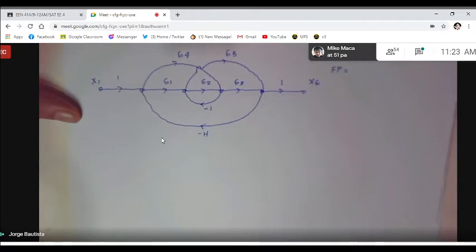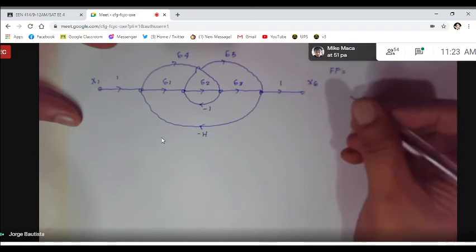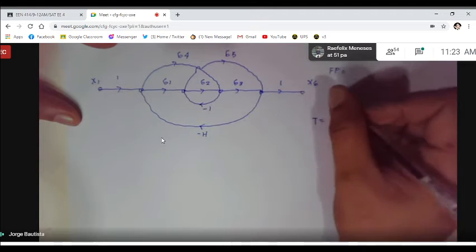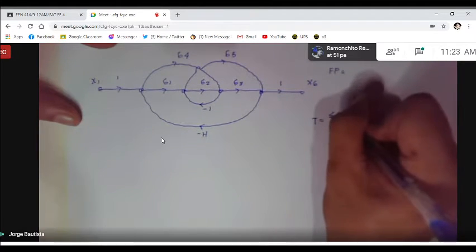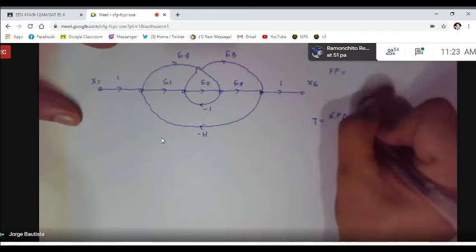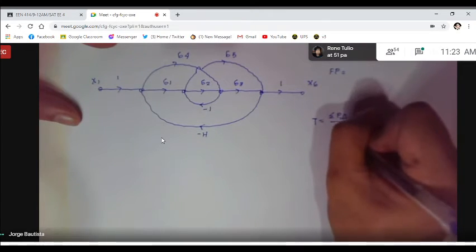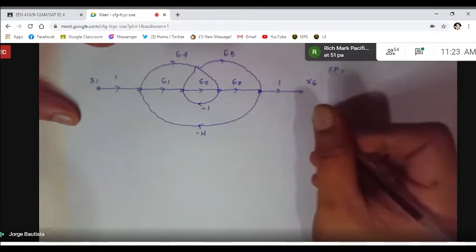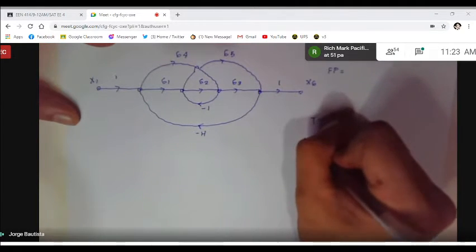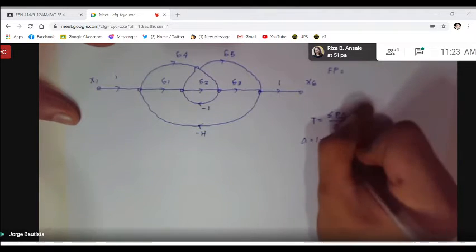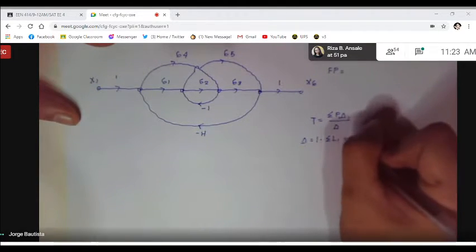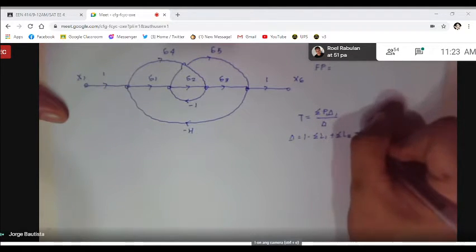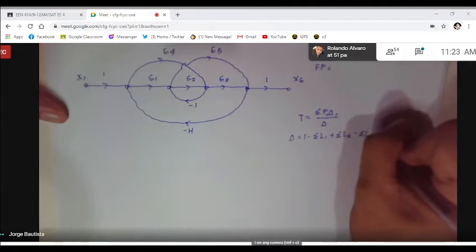So, para makuha natin yung transfer function, susulat ko lang dito yung formula ni Mason's gain. Transfer function is equivalent to summation of forward path multiplied by delta, all over delta. Okay? So, ano ba ang laman ng delta? Delta is equal to 1 minus summation of L1 plus summation of L2 minus summation of L3.